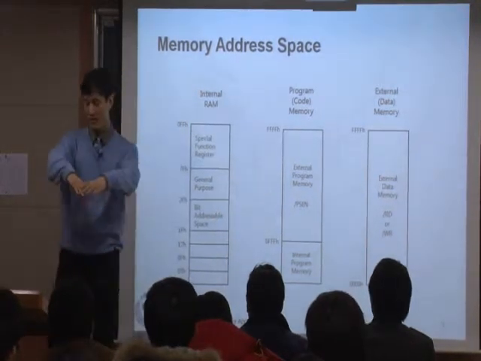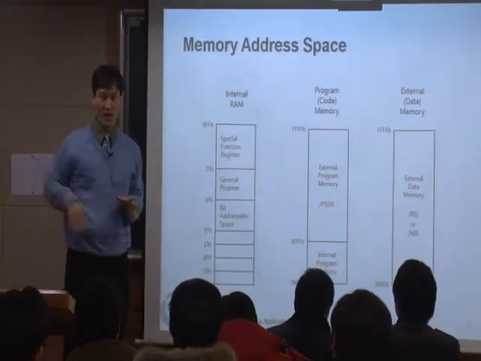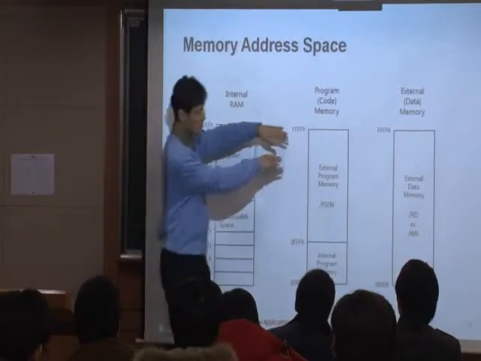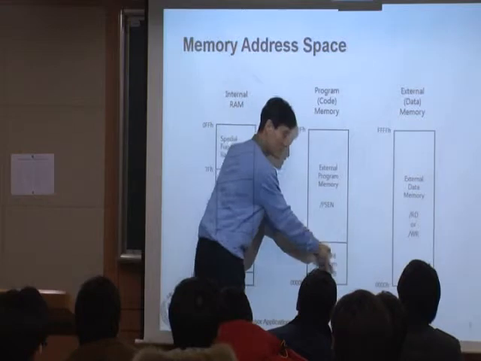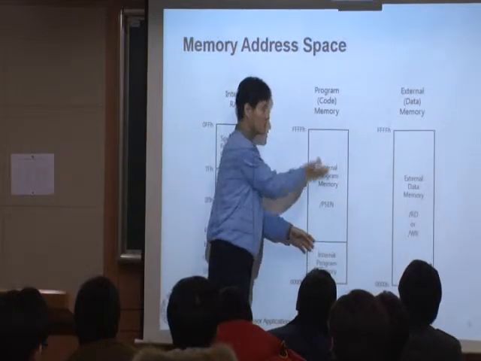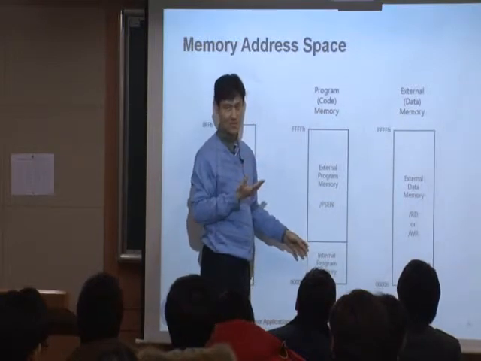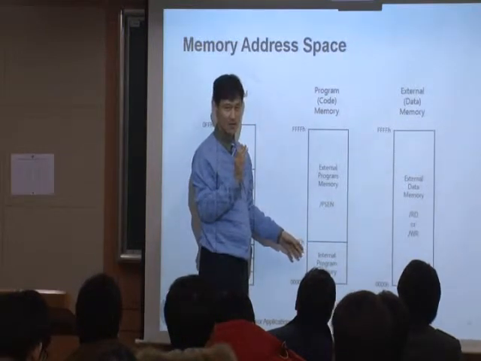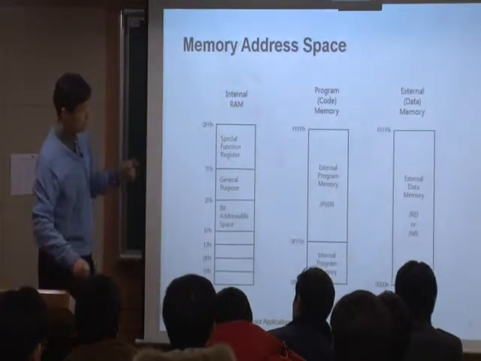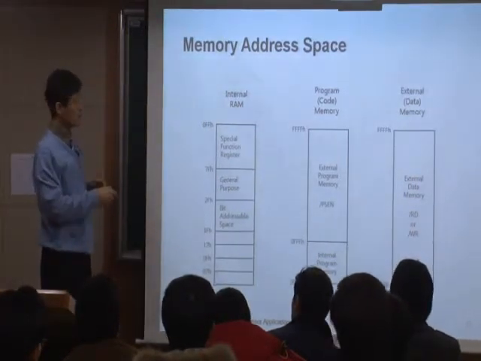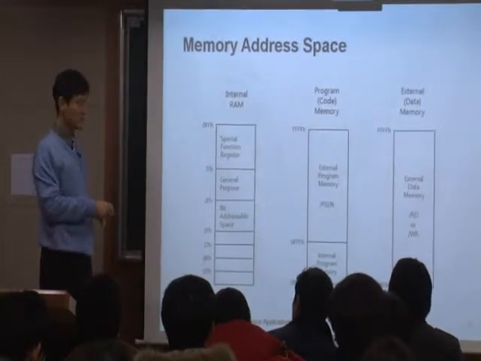Same here. I have this much of town. That doesn't mean that you have all the houses. We have this much of town, but out of this town maybe you have only this many houses. All the other places, maybe later we can build more houses, but right now we don't. Same thing. So now you need to understand the difference between the memory address space and actual memory. This is not actual memory.